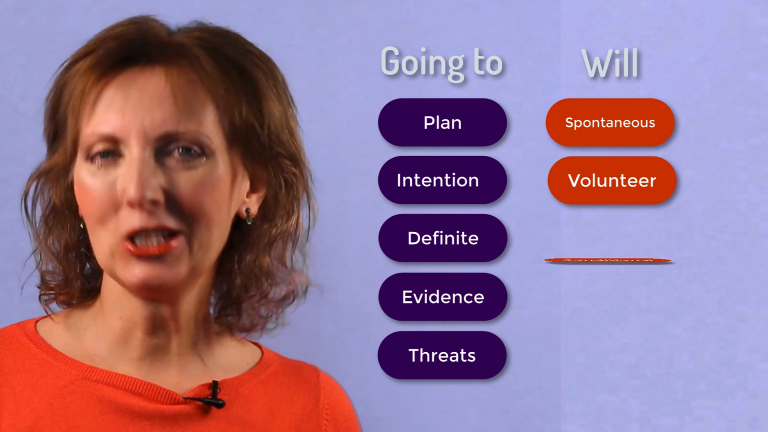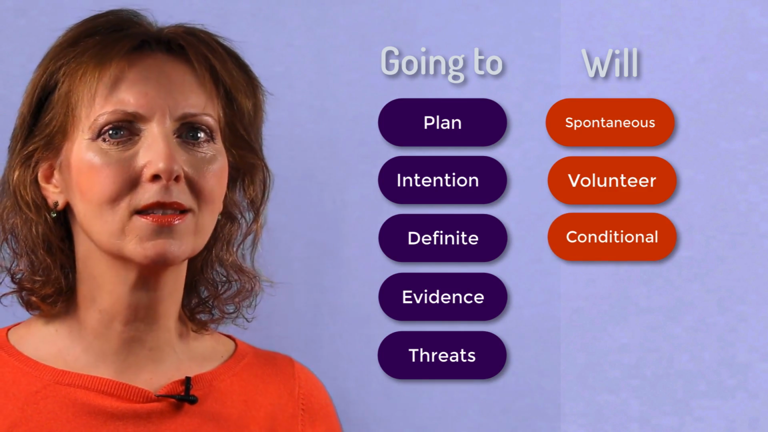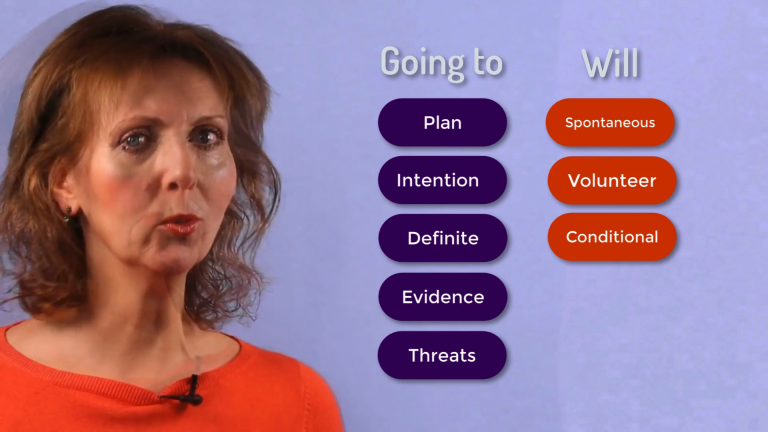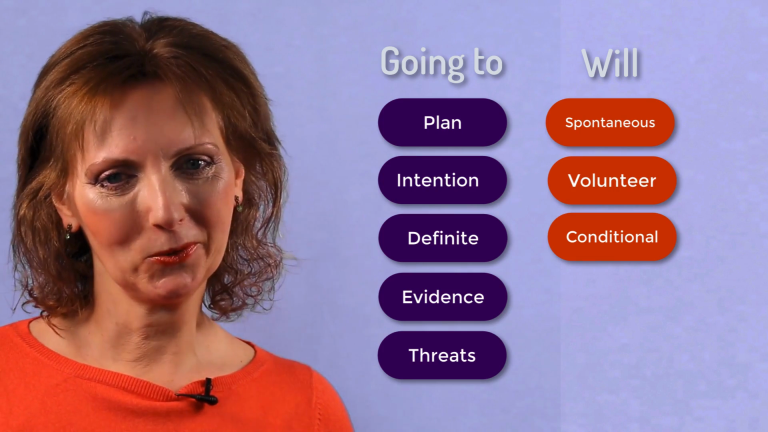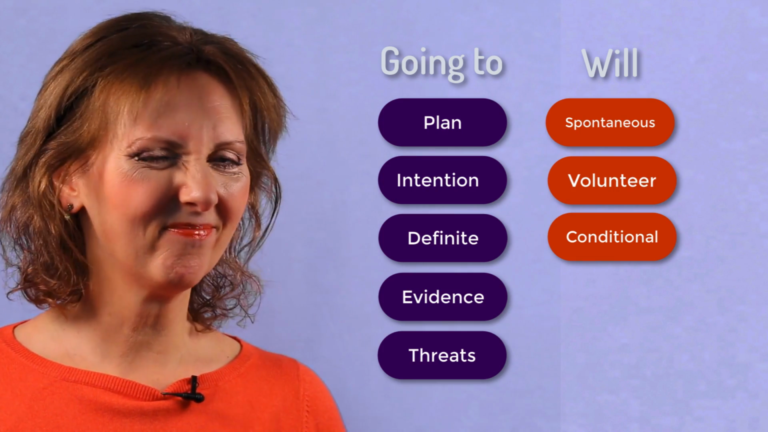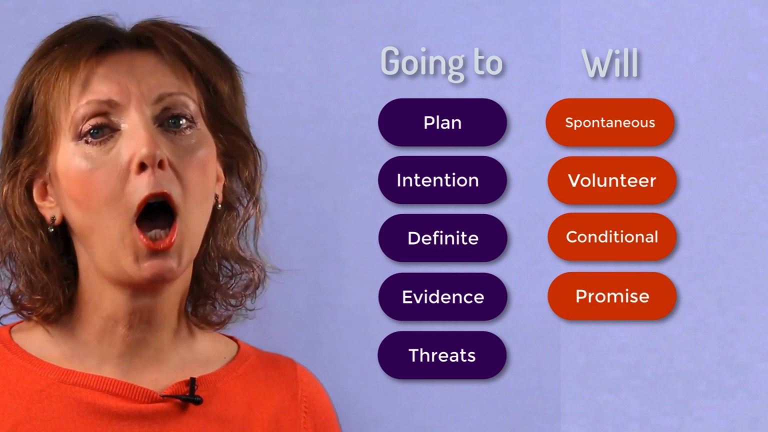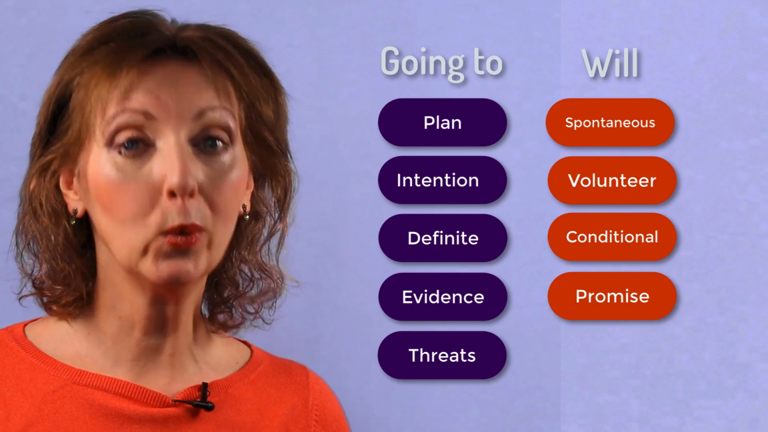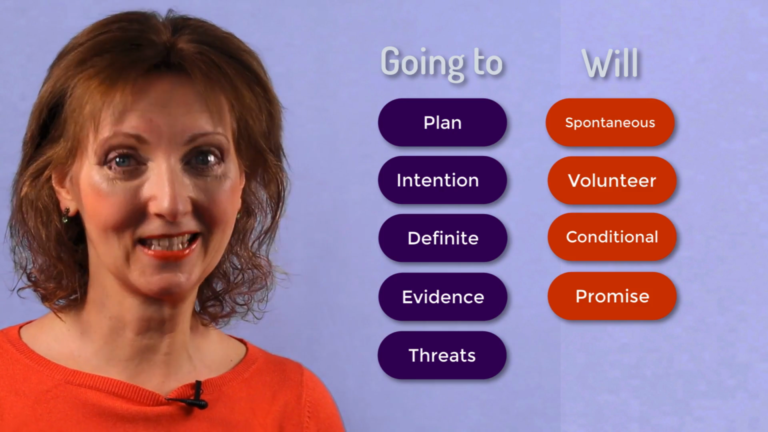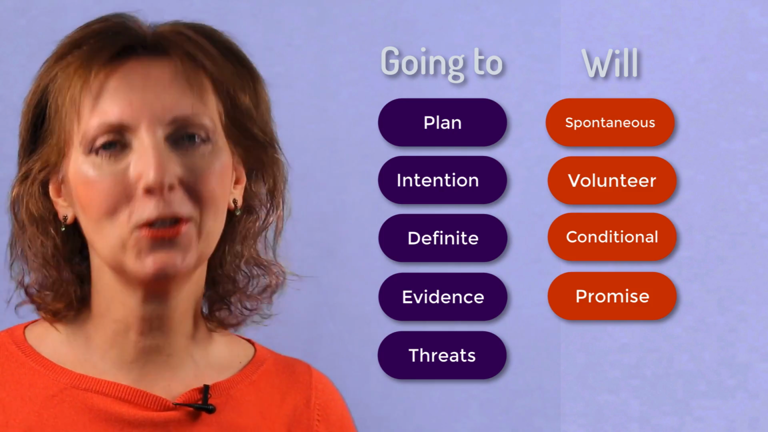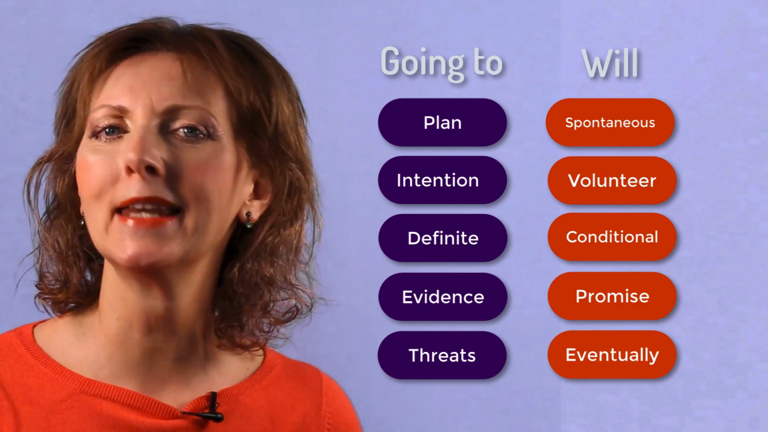We also use it for conditions. So there's some sort of a conditional situation. If X, then Y. I will bring in the washing if you hang it out. We also use will when we make a promise. You want me to buy milk? Yes, I promise I'll get the milk on the way home. I will get the milk. I won't forget to get the milk. That's the negative of will. And we also use it when we talk about something that's going to happen eventually. So it's not going to happen right now.